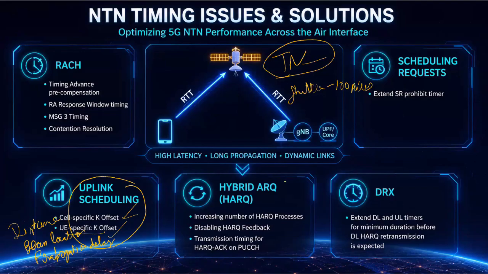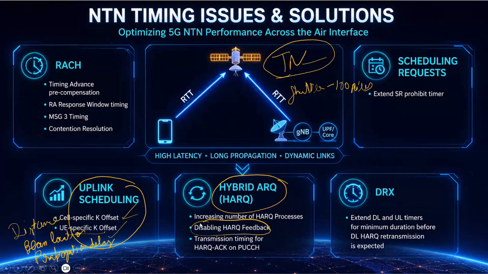We have HARQ. Everyone knows that HARQ is used for error recovery through ACK and NACK feedback. Because RTT is much longer in NTN, more HARQ processes are required and introduced in the case of satellites. The network increases the number of HARQ processes. But in addition to that, one more thing is introduced, which is HARQ feedback disabling. To improve efficiency, HARQ feedback may be disabled for certain services.